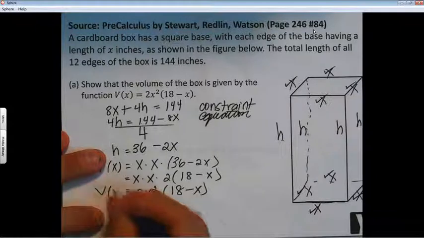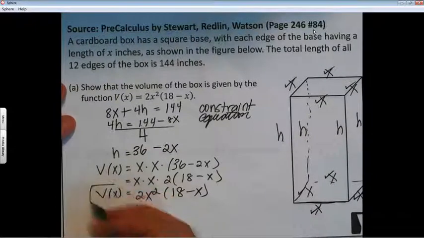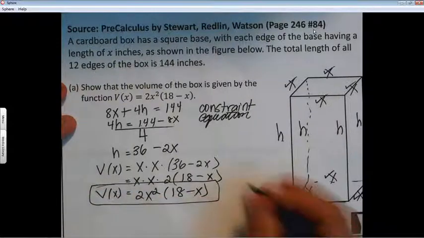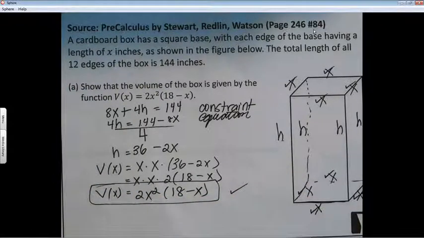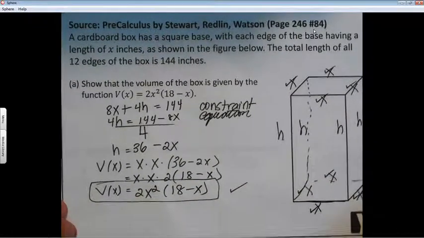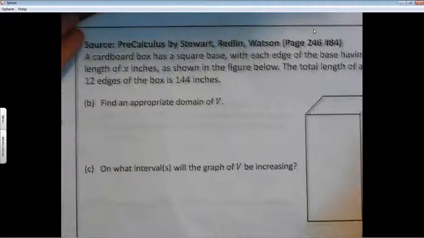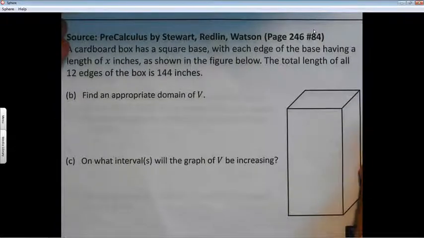Well, let's see, what else can we do? I have 36 minus 2x. There's a common factor of 2, so I'll remove the 2 and get 18 minus x, and we're going to get 2x squared times 18 minus x. That's my volume equation. So that completes part A.